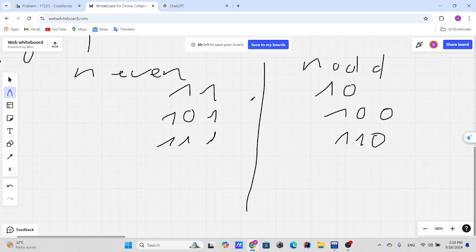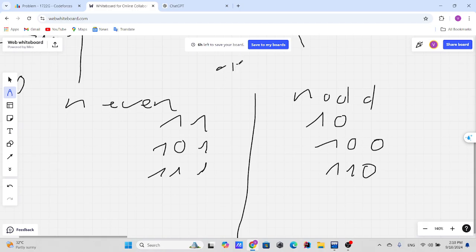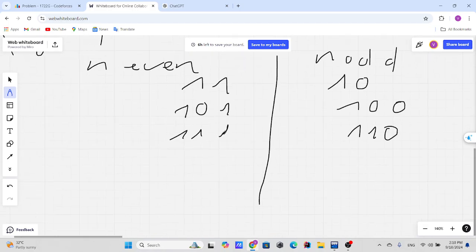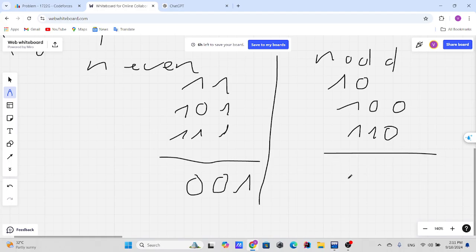But what happens when n is six, right? We have an additional one here, so this will be. Ah, nah, that's not correct. That shouldn't be correct. This will be 1 1 0. That's bad, guys. This will be totally bad. Nah, we shouldn't solve it this way.